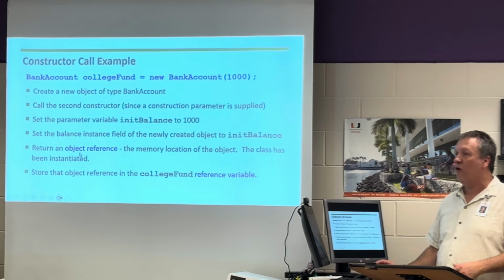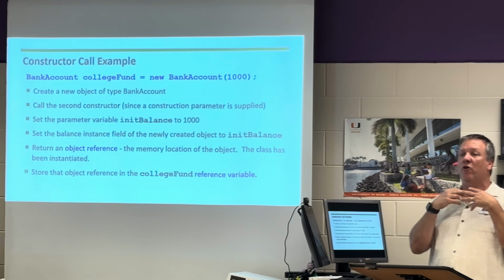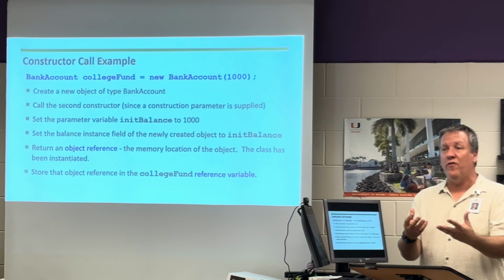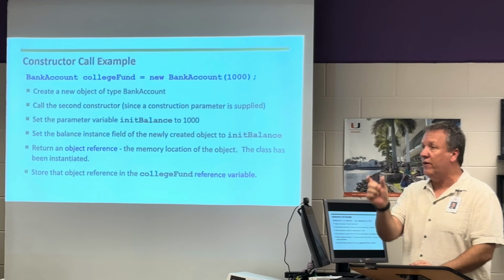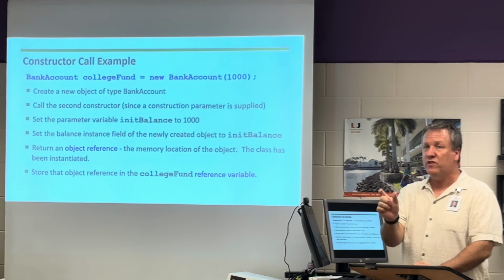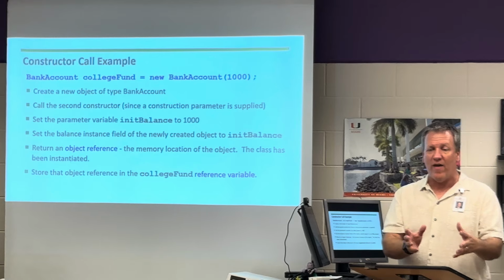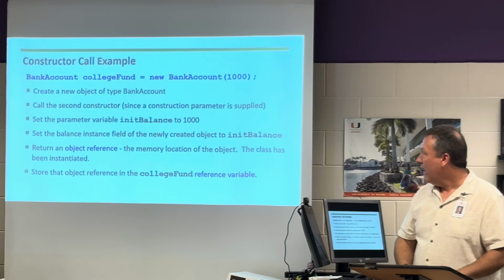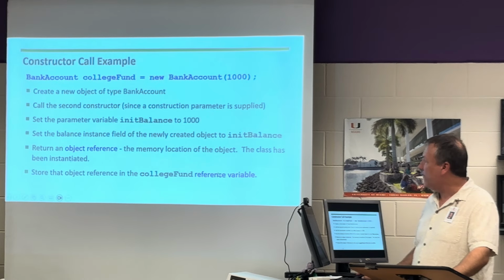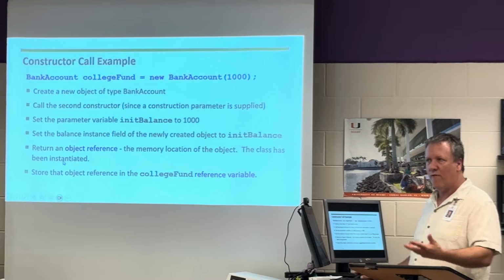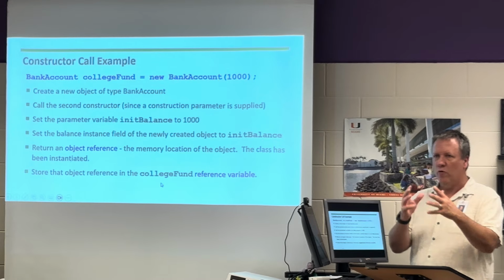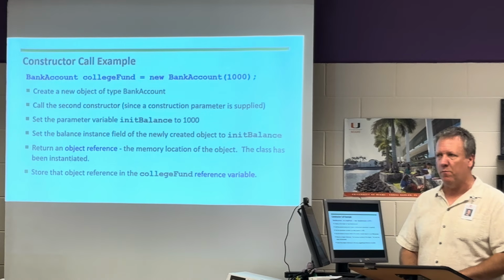And then it's going to return an object reference. It's going to return the memory address of where this object is to my college fund variable. The college fund variable holds the address of where that object is in memory. Now the college fund is my object variable and my reference variable, and it's going to hold the location of where this bank account is in my computer memory.